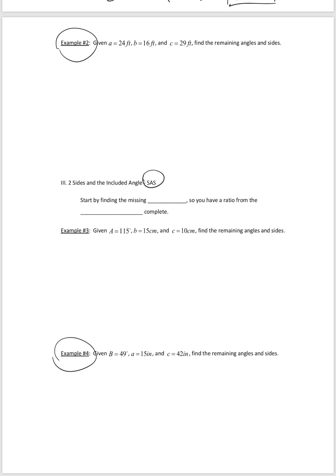This is still pretty straightforward, I think, not any more difficult. We do have to start by using the law of cosines. We're going to start by finding the missing side length. So we have a ratio from the law of sines complete for us to use. And we'll see what I mean by that. So example number 3, given A equals 115 degrees, B equals 15 centimeters, and C equals 10 centimeters, find the remaining angles and sides. Let's draw this.